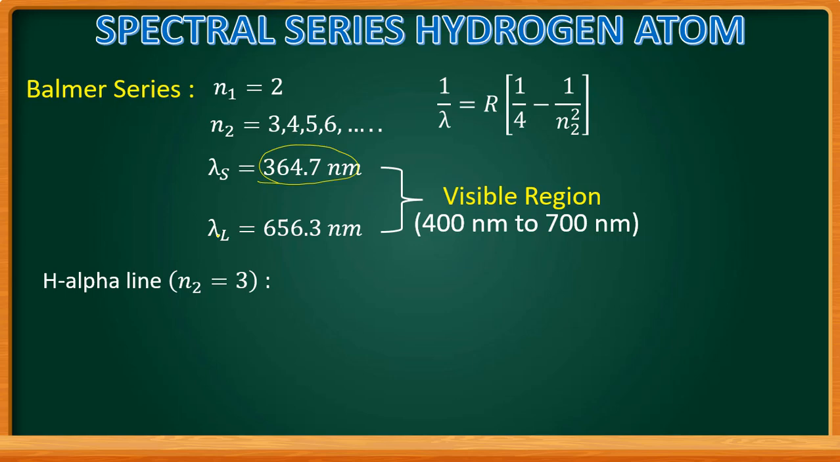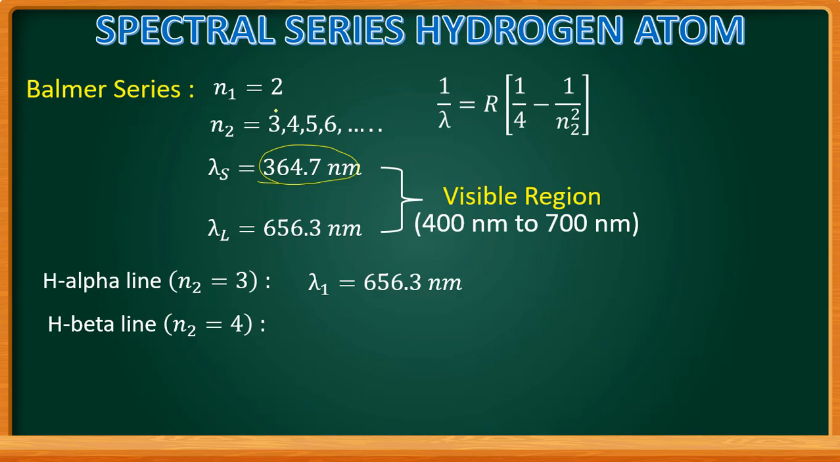Actually, the first line of the Balmer series is called the H alpha line. So here we just put n2 equal to 3. Then you can get lambda 1, the first line, as 656.3 nanometer. And for the second line, that means an electron jumps from n equal to 4 to n equal to 2.